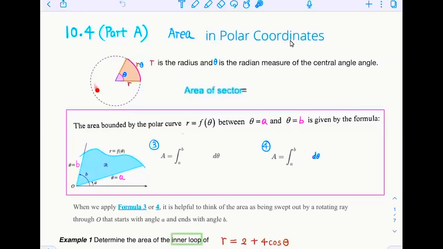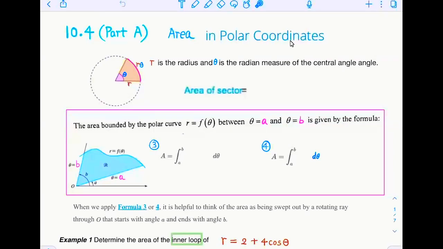First, let's think about if we have a sector of this big circle, like this big pizza over here. This circle has radius r, and the center angle here is theta, measured in radians. What is the arc length opposite to this center angle?